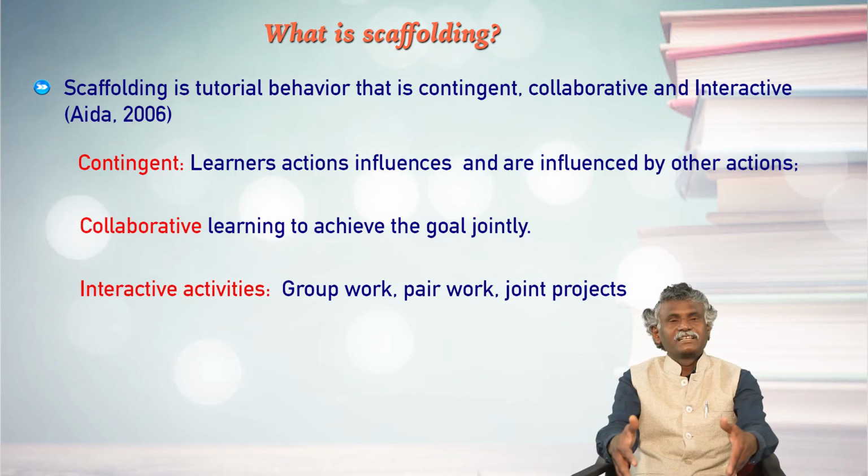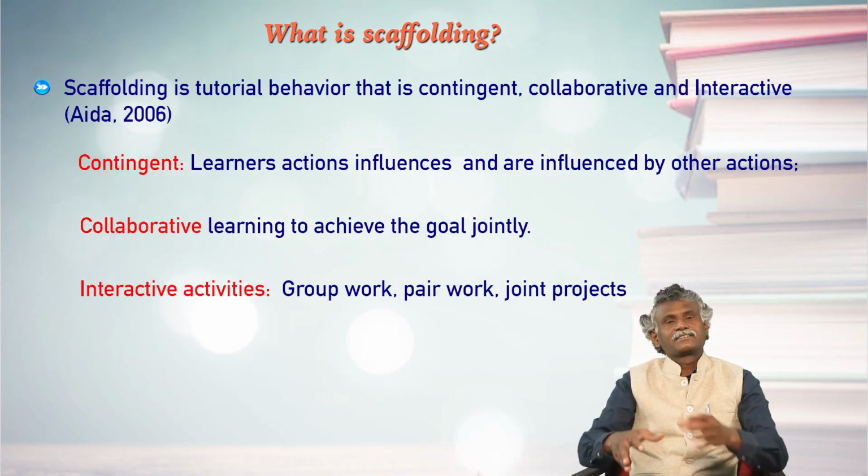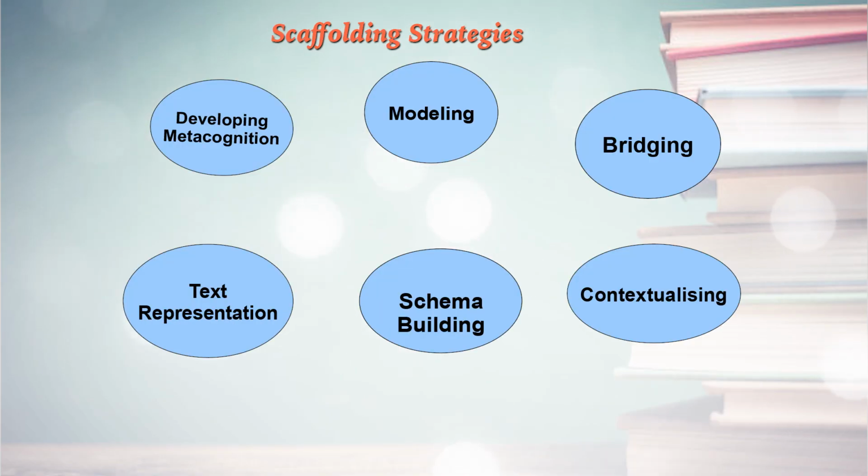So, we can put 2-3 learners together: come on, let's try the sum. Here is a picture, describe it in 5 sentences, 10 sentences, then each one supplies. So, collaborative learning. Then the most important thing is the interactive activities. You do group work, pair work, joint projects, which makes them go forth. He knows this, he deals with this better. So, let me learn from him and I can explain to him, those kinds of ideas.